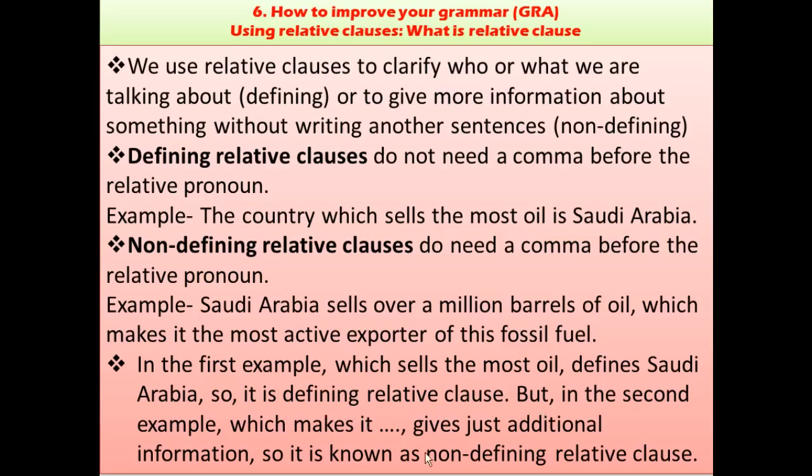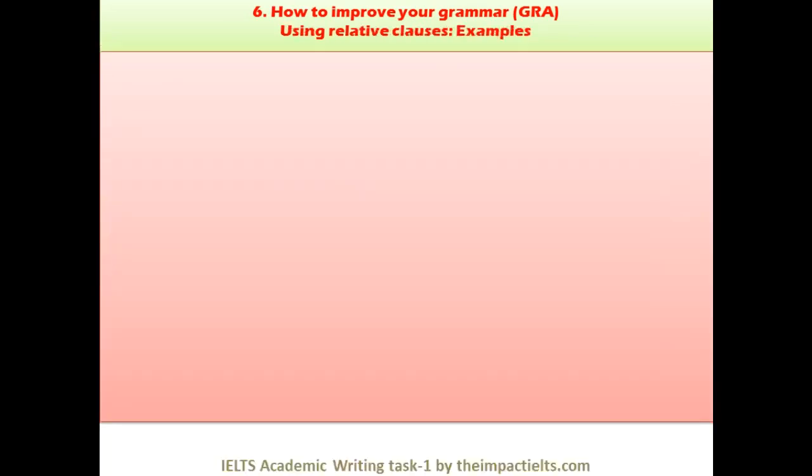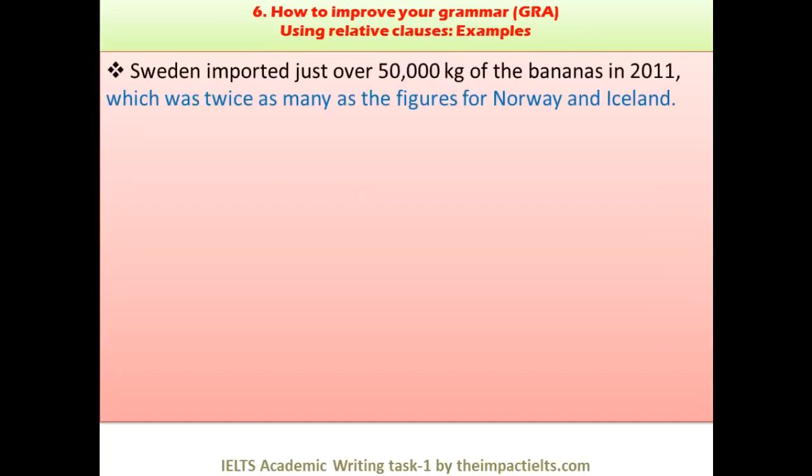But in the second example, which makes it the most active exporter, gives just additional information, so it is known as a non-defining relative clause. So I hope you have understood. I just wanted to show you where to use a comma and where to avoid a comma, right? Now there are some examples of how they are used, so it will help you understand it better before we finish it off.